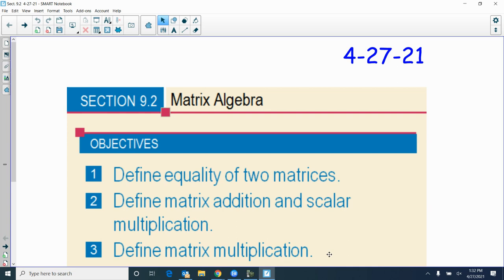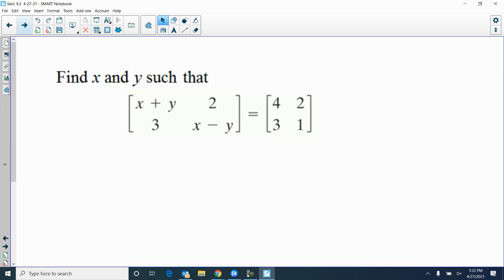All right, talk about equality of two matrices. It's pretty self-explanatory once we go over it. Take a look at the top of your page. It says find x and y such that the following is true.